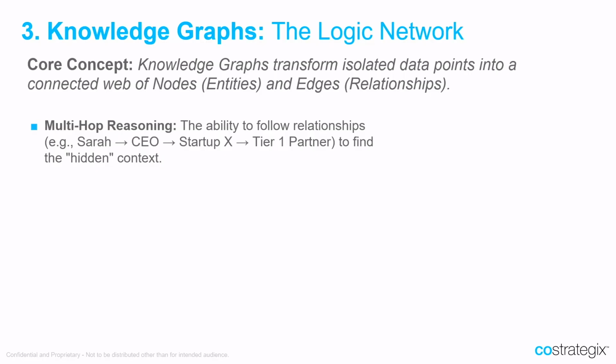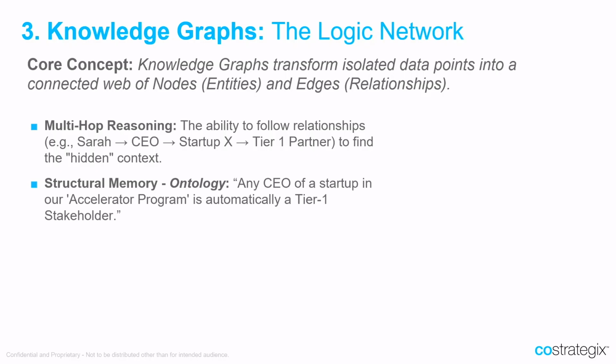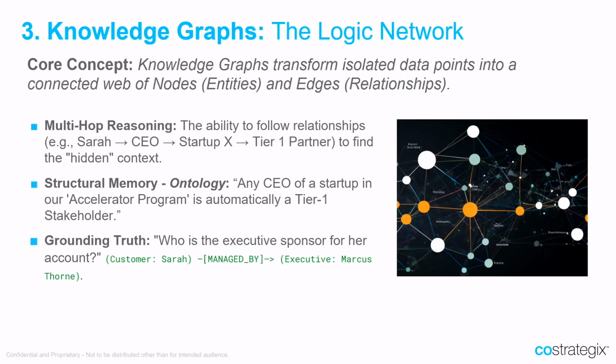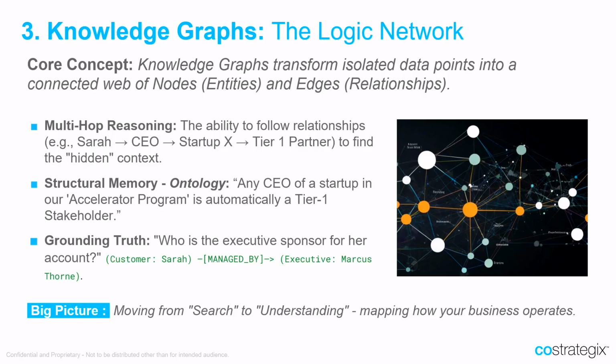So the multi-hop reasoning: Sarah is a CEO of a startup, is a tier one partner. That's the hidden context. Any CEO of a startup in our accelerator program is automatically a tier one stakeholder, right? That's the policy of the company. And so then you can model these relationships so they can be consumed by your agents. That becomes a pillar of what your context is. So it's moving from search to understanding, mapping how your business really operates.